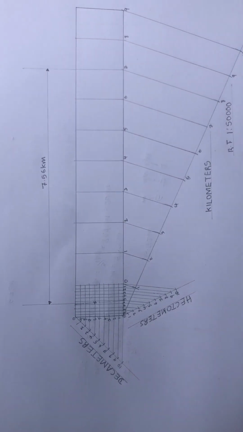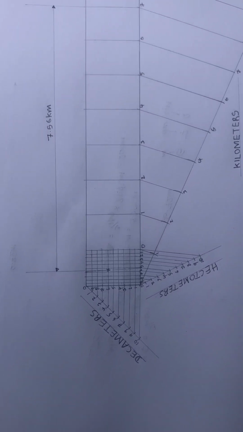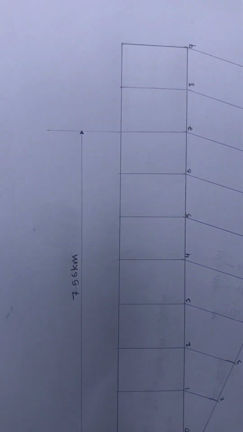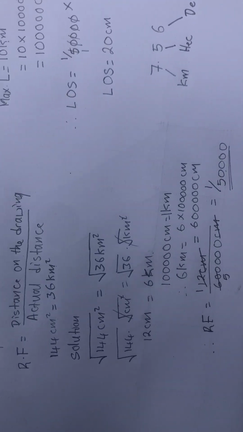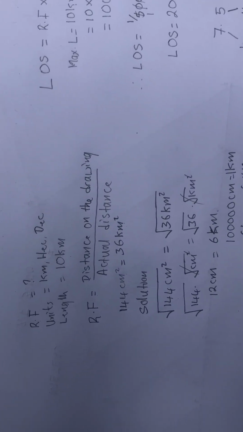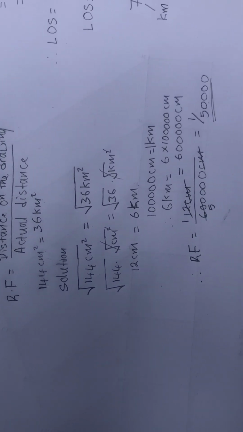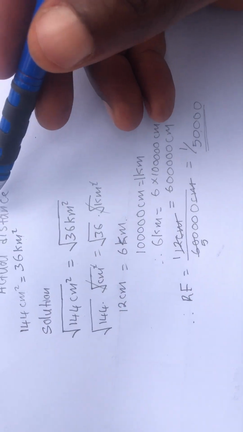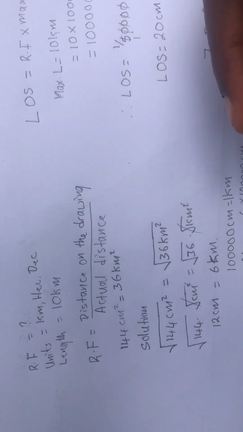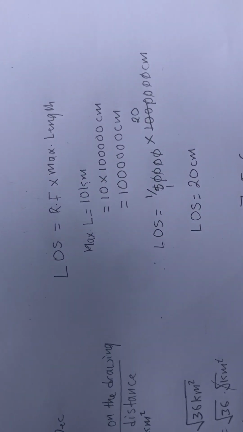So this is the same, just like the other example we have, but the difference was just the parameters. So once you are given a scale equation where you are not given the RF directly to produce your scale, calculate using this formula: distance on the drawing over actual distance. So that's just the way you can see your scale equations.